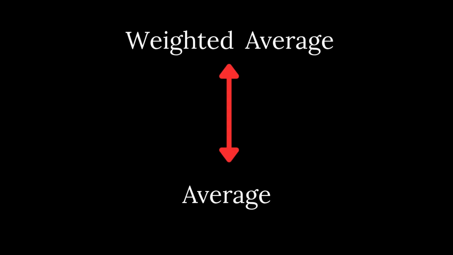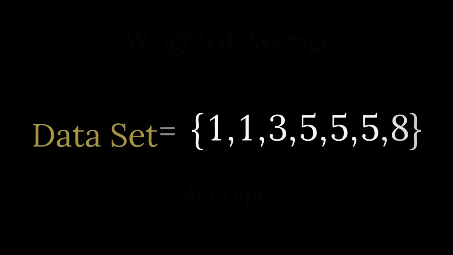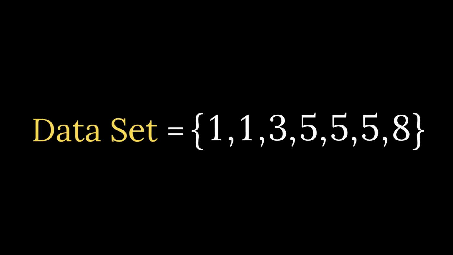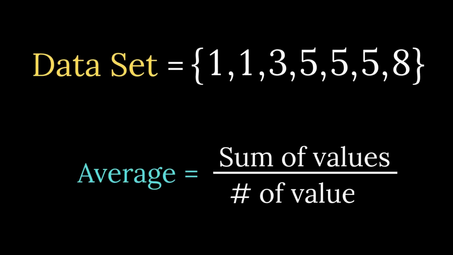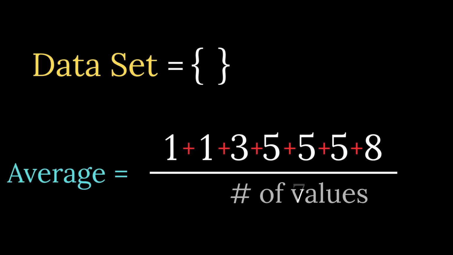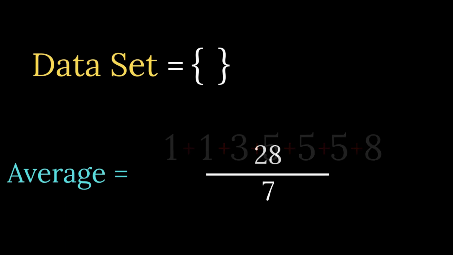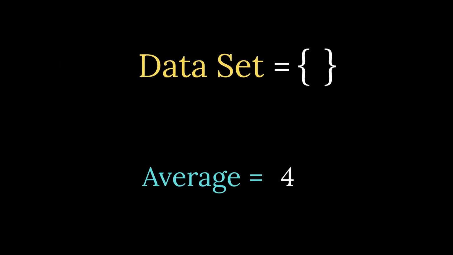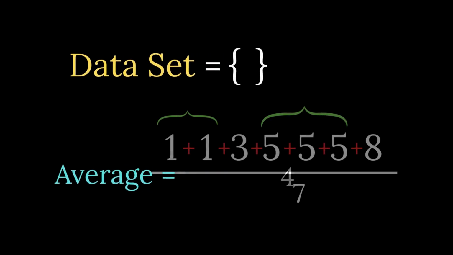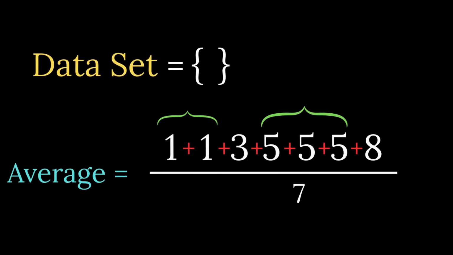Say I have a dataset containing the points 1, 1, 3, 5, 5, 5, and 8. We know what the average of this dataset is. You just add up all the points and divide by how many there are. So the average of this set is simply 4. An interesting observation to note is that the 1 and the 5 come up multiple times.